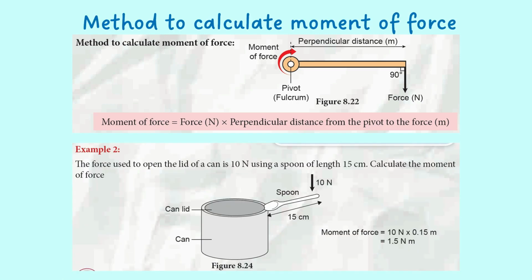Example 2. The force used to open the lid of a can is 10 Newton using a spoon of length 15 cm. Calculate the moment of force. So moment of force equals force times the perpendicular distance from the pivot to the force. So the force equals 10 Newton and the length of the spoon is 0.15 meter. So the answer is 1.5 Newton meter.